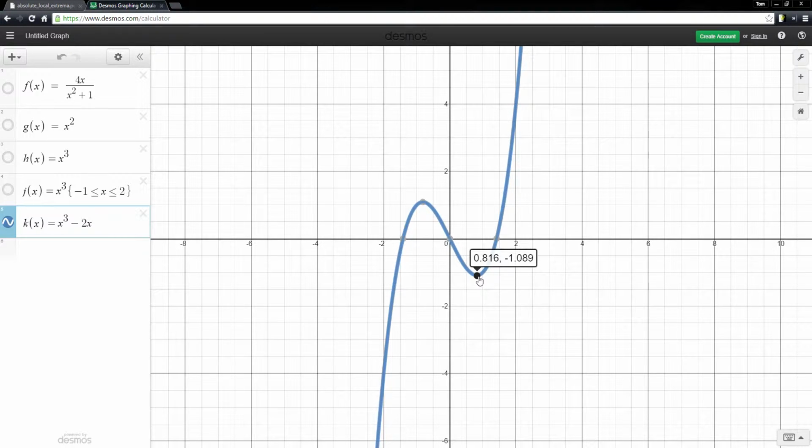So the absolute maximum and absolute minimum are the y values of the absolute highest point on the graph and the absolute lowest point on the graph. And local maxes and local mins are the y values of the points that are the biggest or smallest in some small area of the graph.